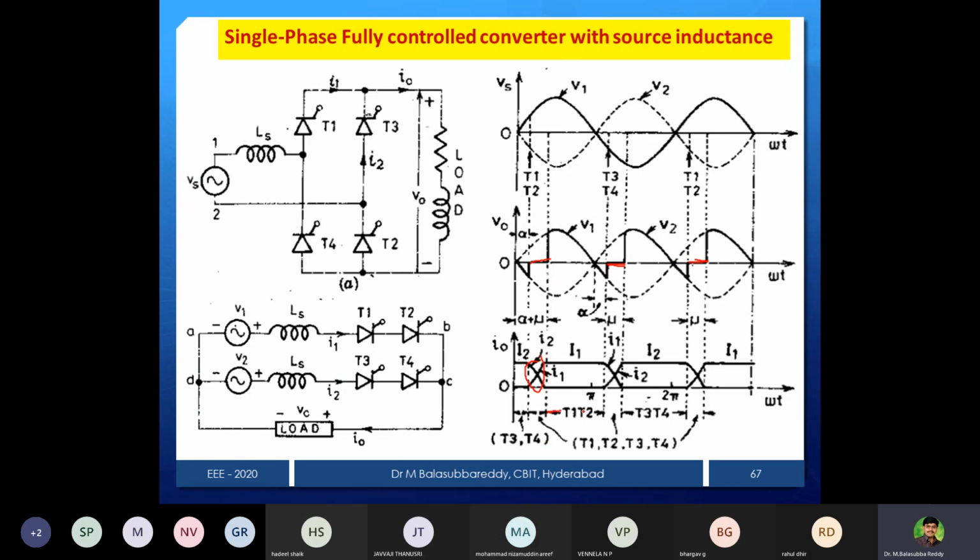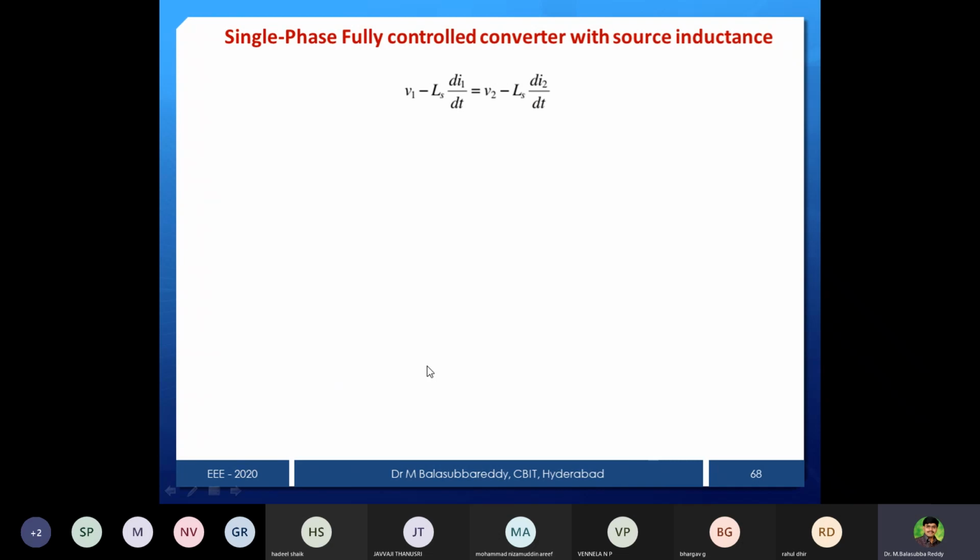The rest of the portion is as usual: in the positive half cycle T1, T2 will conduct, in the negative half cycle T3, T4 will conduct, but only during the overlap period all four devices will conduct. That's why I mentioned T1, T2, T3, T4. Wherever the overlap period is there, you have to represent all four devices. Now we'll see the small derivation. You apply KVL.